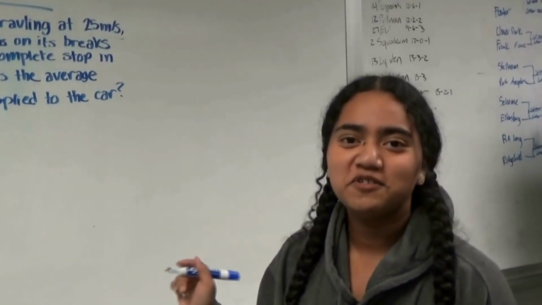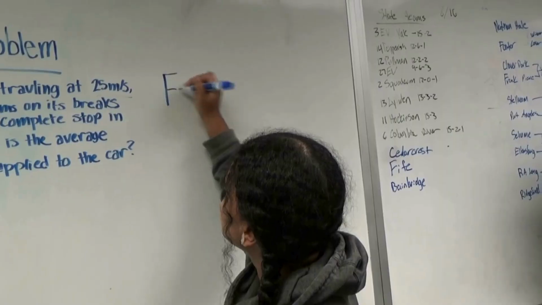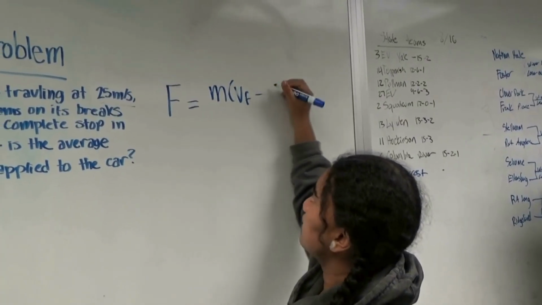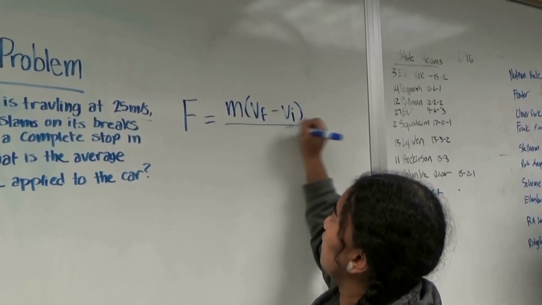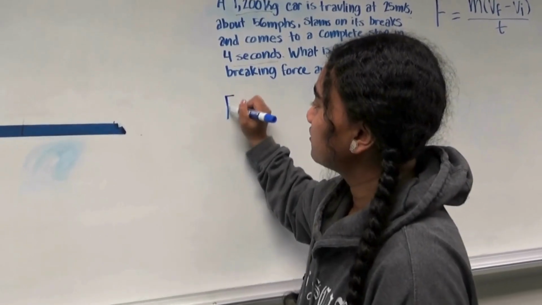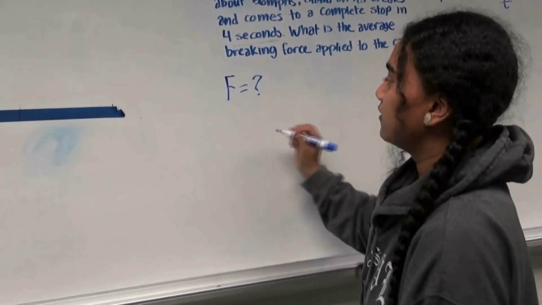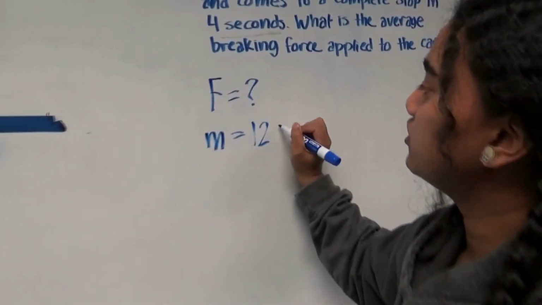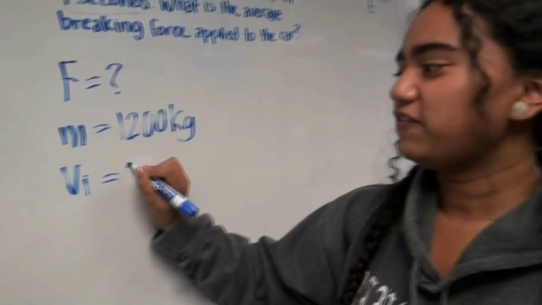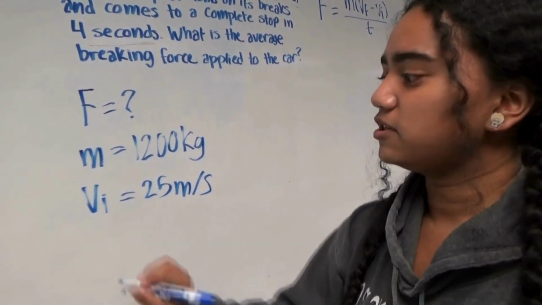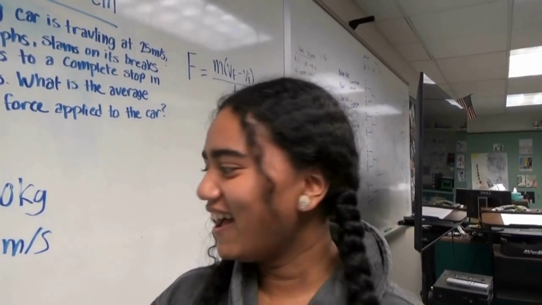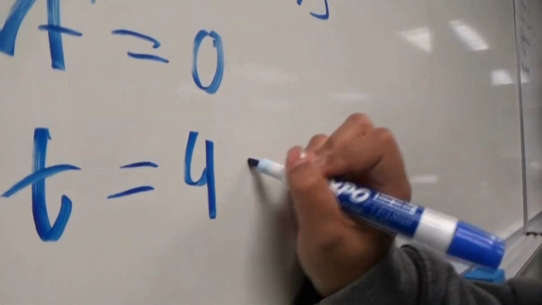To solve this problem, we're going to use the base equation: force equals mass times our velocity final subtracted by our velocity initial, over our time. Now that we have our equation, we can start plugging in our variables. First, we are looking for a force, so we're going to leave that as unknown. Our mass is 1,200 kilograms. Our velocity initial is 25 meters per second. Since we came to a complete stop, our velocity final is 0. And our time is 4 seconds.